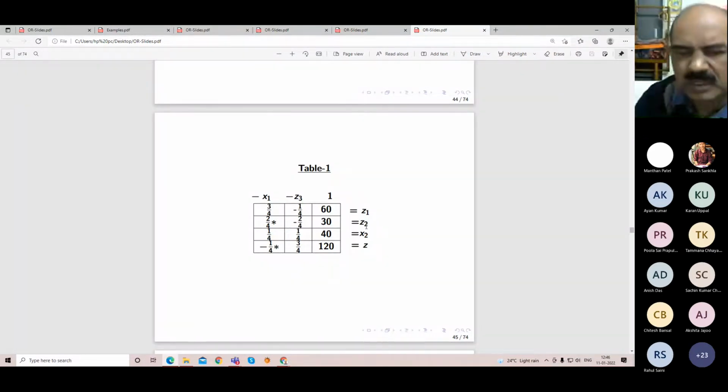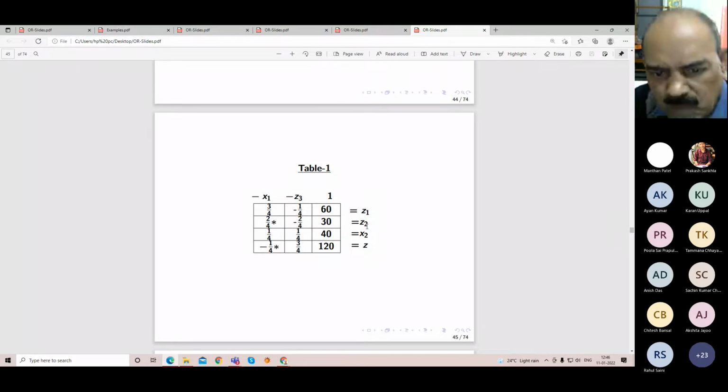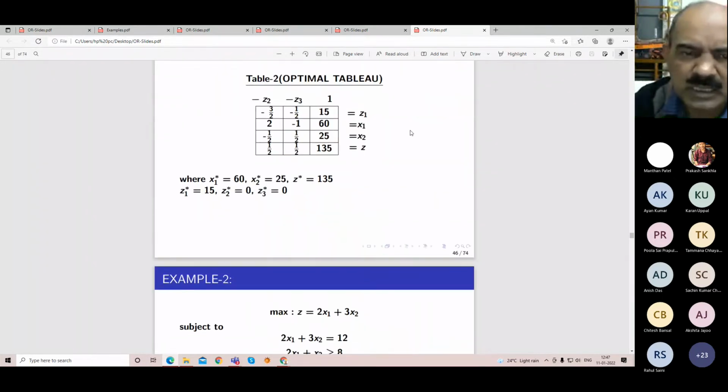Every time one is becoming a basic variable, the other is becoming a non-basic variable. Only this much change, no other change. Other labels, you keep as they are. So in place of minus x1, put minus z2. In place of z2, put x1. Other labels remain as they are. So with respect to that, this is the new table: minus z2, minus z3, 1, z1, x1, x2, z.